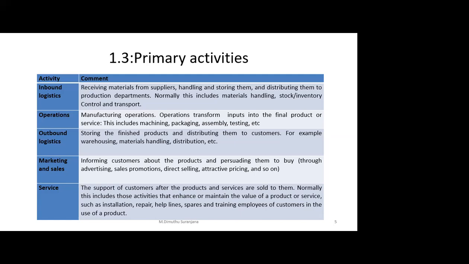Then service. Service means activities which take place after we have sold the product.